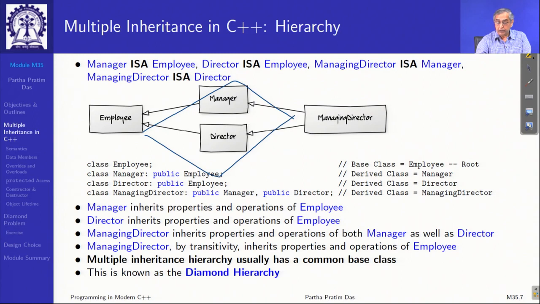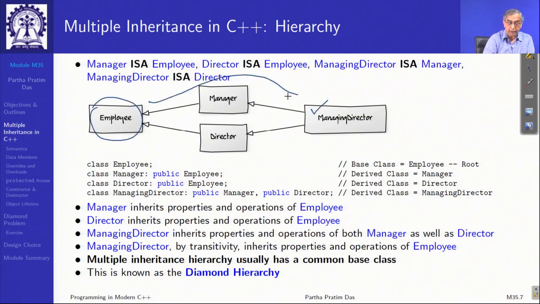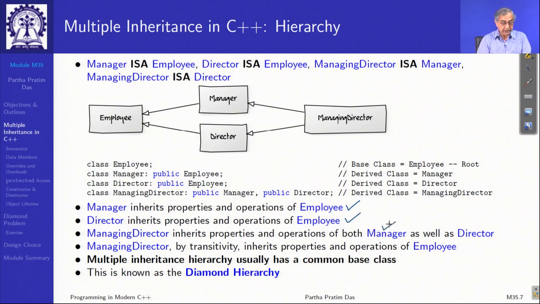Naturally, the one question that would come up strongly here is, in the managing director, what is the identity of the employee? Is the identity flowing through this path of inheritance, or is the identity flowing through this path of inheritance? We will see what the consequences of that are. But this is just the basic definition of the diamond hierarchy, often also called the diamond problem. So, manager inherits all properties of employee, director does so, managing director does for both, and managing director by transitivity gets all the properties and operations of the employee.